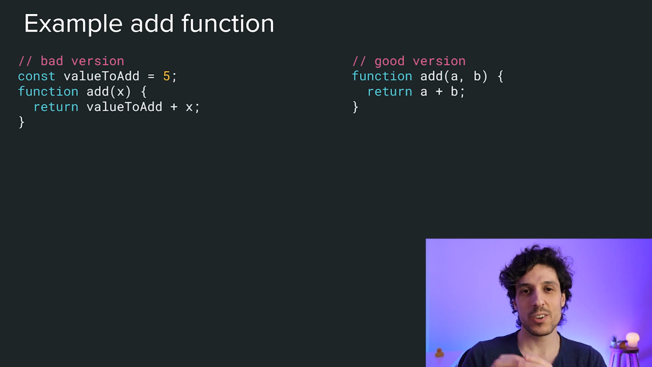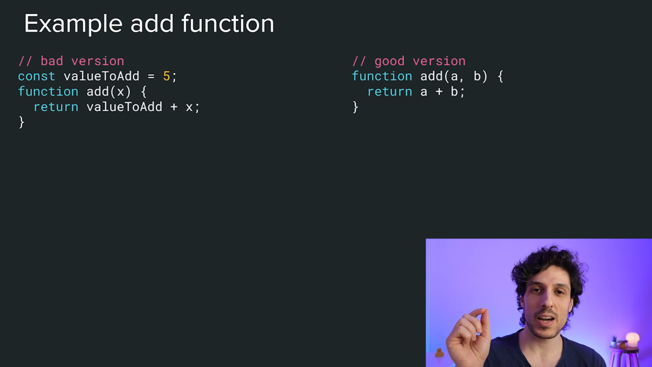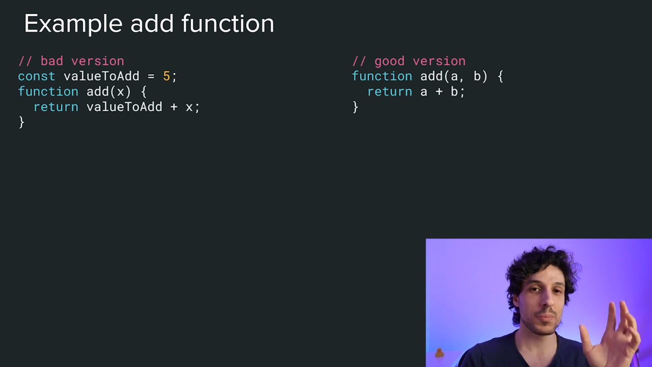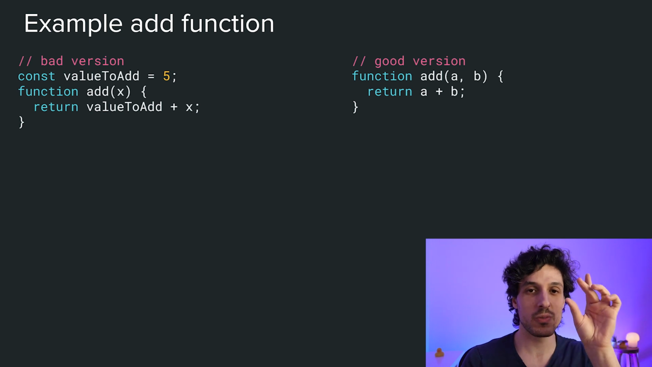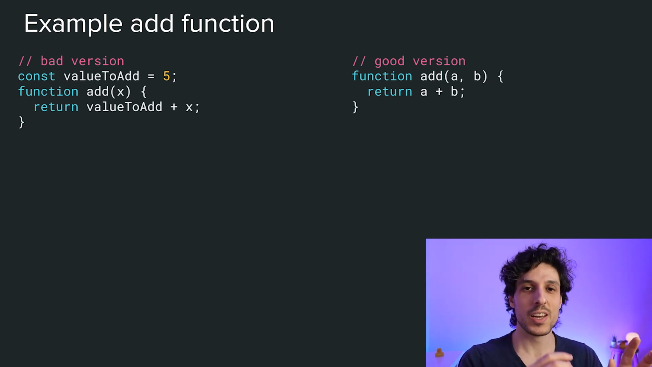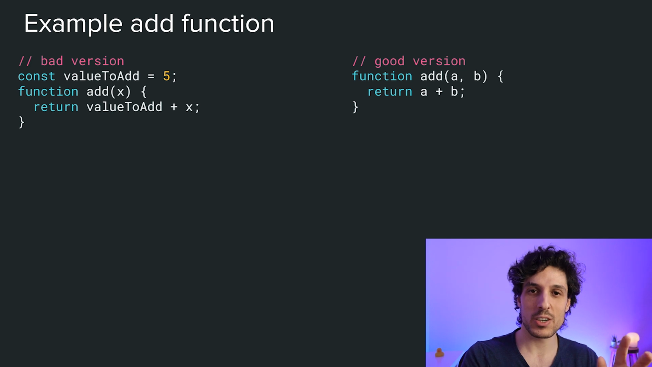Okay, so here the good version of the add function only works with the arguments that it's received. It only works with its parameters. But the bad version of the add function accesses something outside of its local scope, right? So for example, valueToAdd, that variable, isn't a parameter of the function. It's outside of its local scope. So when you're defining your functions, as much as possible, make sure that you don't access anything outside of the local scope of the functions.